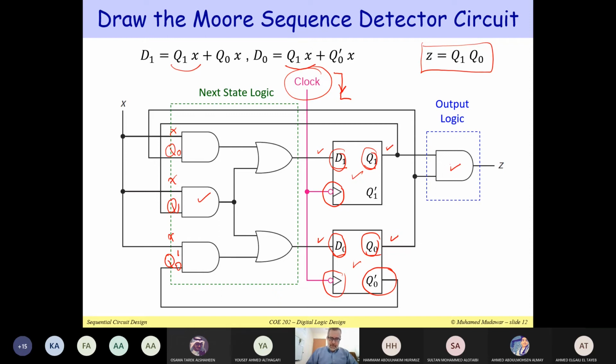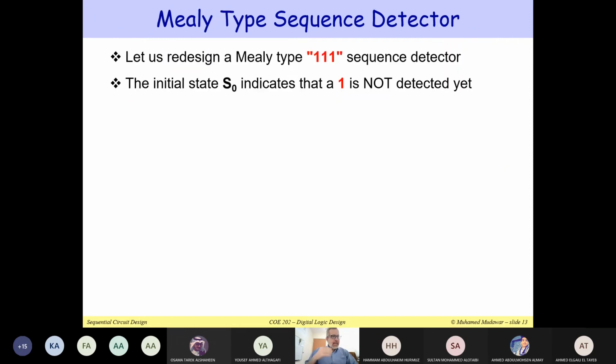So we have seen an example of a Moore sequence detector. Let us repeat the same example, but let us design a Mealy sequence detector. I would like to detect the sequence 111. Again, this is the same sequence, but I would like to design it differently using a Mealy. So the state diagram is going to be Mealy, and the sequential circuit is going to be Mealy.